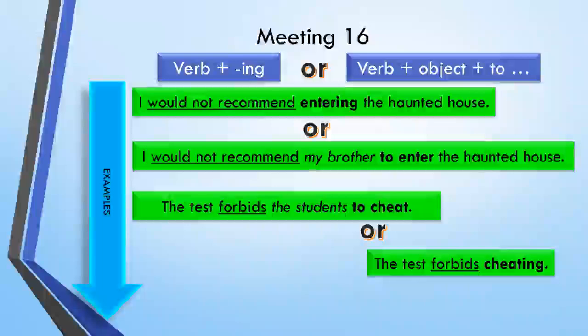The test forbids the students to cheat. So the test forbids the students only. Maybe for the outsiders, it's okay. Meanwhile, for the test forbids cheating, well, it's kind of for the general, for everyone who joins the test.